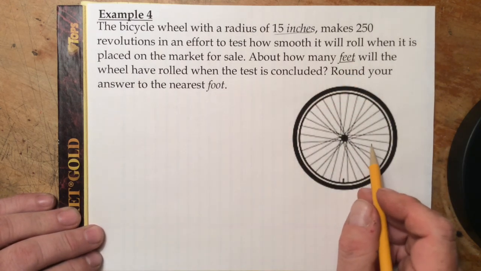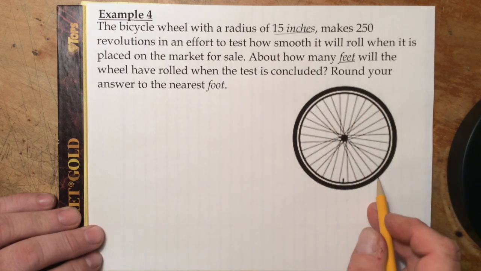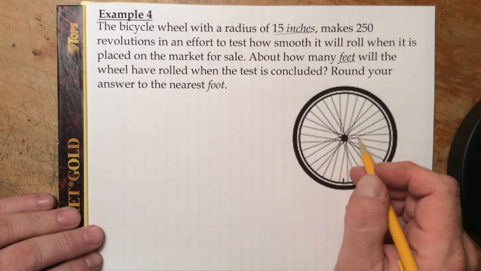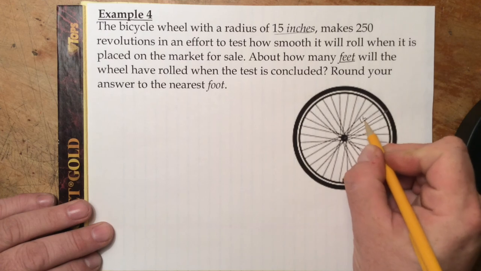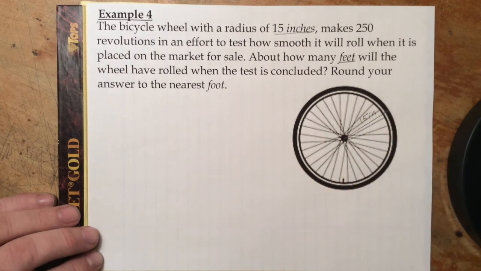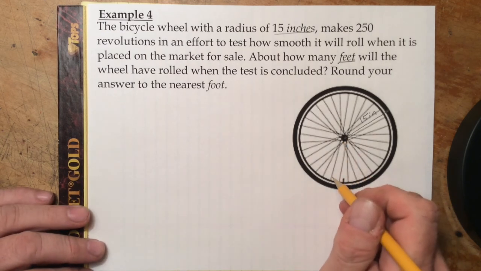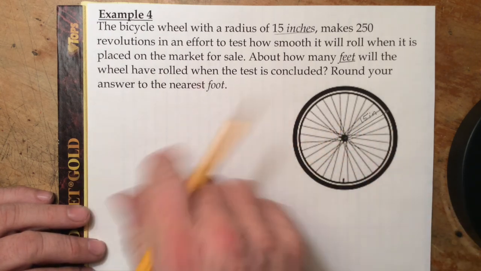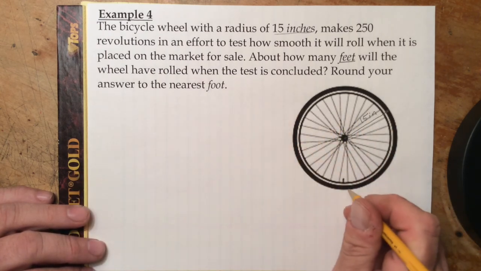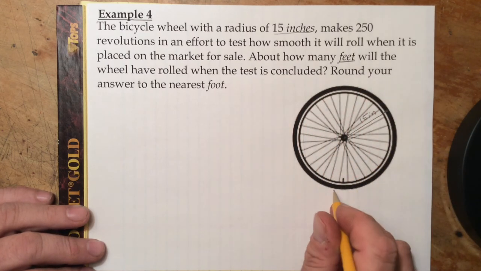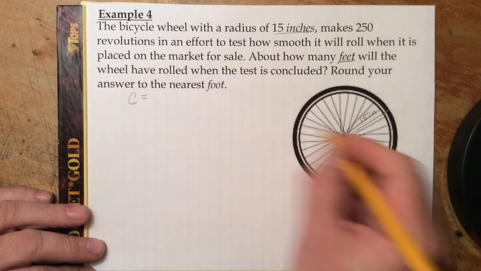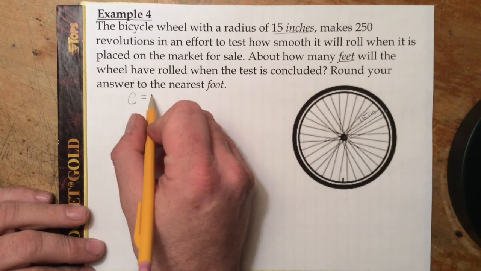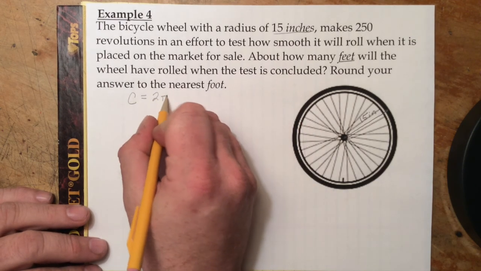But first, let's go ahead and label this circle. Of course, the bicycle wheel represents the circle, and it mentions that the radius is 15. So from the center out to the circle is 15 inches. Since we're trying to find how many times it has gone around, or how many revolutions, that means you start from one point and you roll all the way around. That's the circumference. So we're finding the circumference. We either use 2 pi r or pi d. Here we're going to use 2 pi r because we have the radius. So the circumference of a circle is 2 pi r.